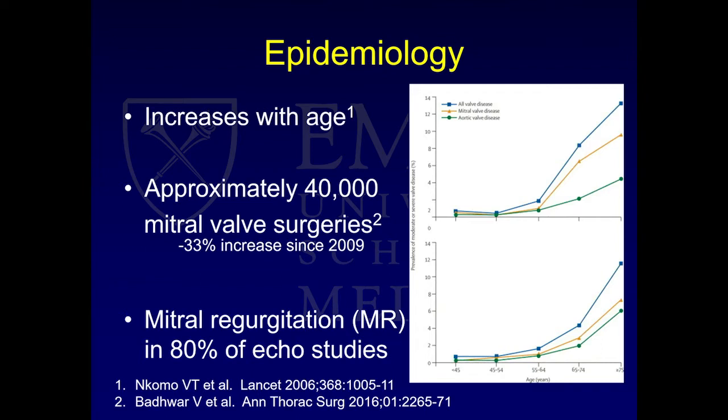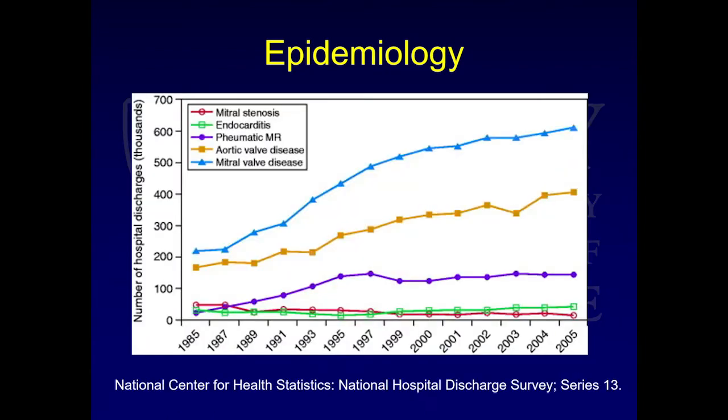It's becoming more common to have surgery for mitral valve disease. There are approximately 40,000 surgeries in the US, which is up over the last 6 to 7 years. And mitral regurgitation is common. In the Framingham cohort study, almost 80% of people in that cohort had some level of mitral valve disease reported, mostly MR. So we need to know how to address it, because you will see it on your boards and take care of a lot of patients with mitral valve problems.